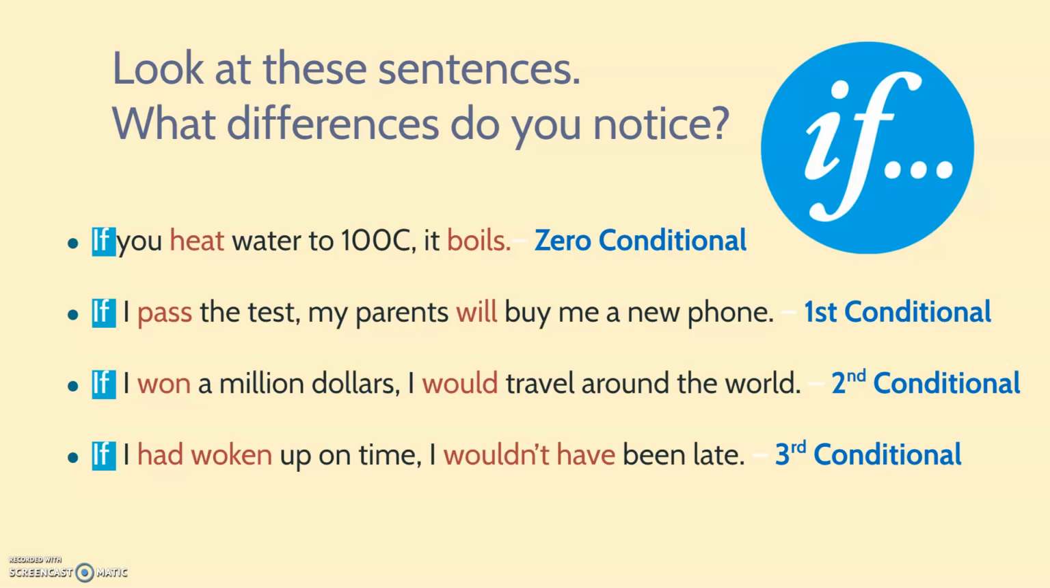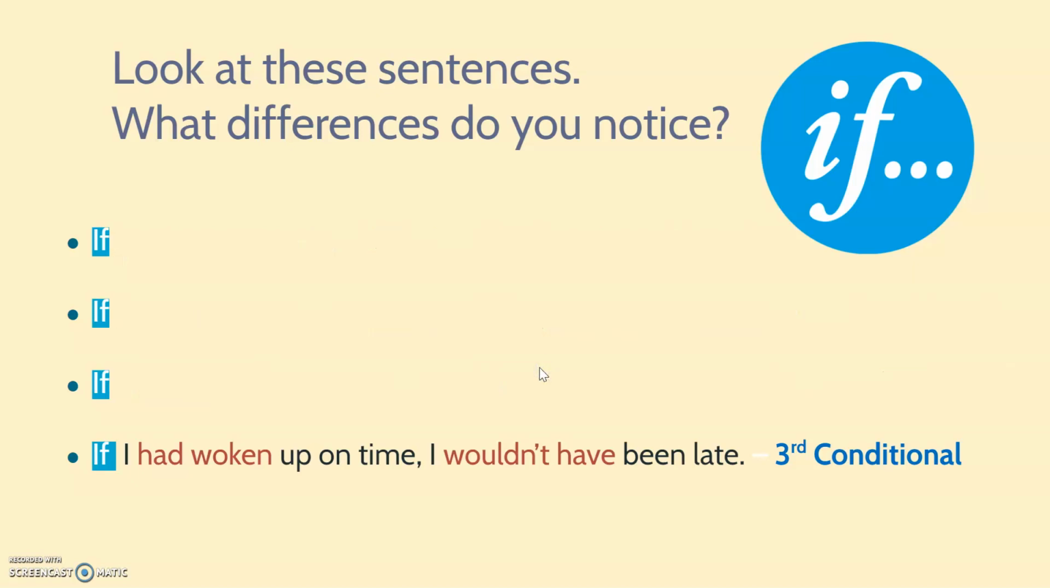The next sentence: if I won $1 million, I would travel around the world. That's a second conditional. It's a hypothetical situation, something that is not very realistic, something that may not happen, probably won't happen. But if it did happen, this would be the result. And finally, third conditional, and that's what we're looking at in this video. If I had woken up on time, I wouldn't have been late. So let's focus on that third conditional.